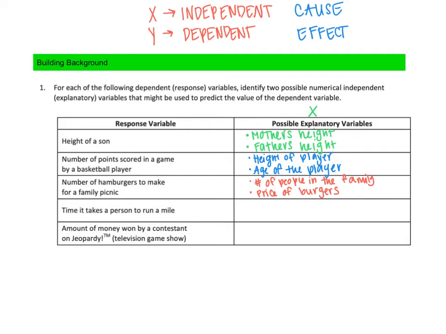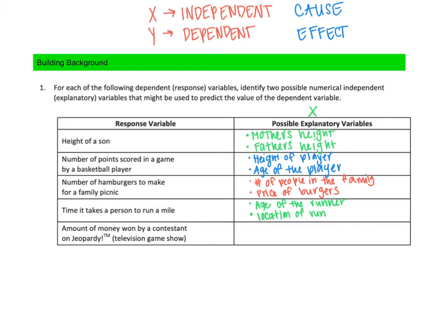Next, the time it takes a person to run a mile. I would say something that definitely influences this is the age, right? Older people tend to not be able to run as fast, and little kids might get distracted when they're running. It's the age of the runner. Something else that might influence the time it takes a person to run a mile, maybe where they're running, the location of the run. If you're running up a mountain, it's going to affect your time, right? If you're running on flat lands, it's going to affect your time.